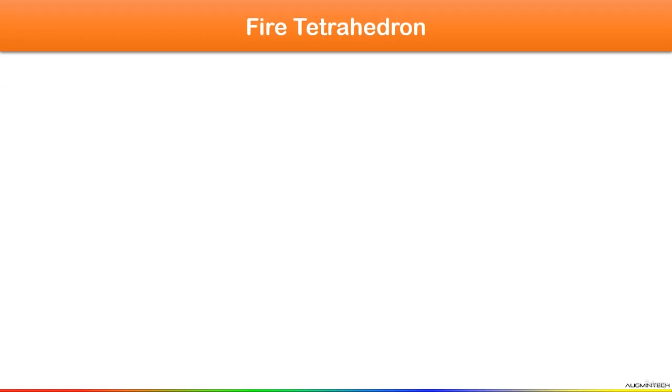Now we are going to discuss a very interesting topic, the fire tetrahedron. Here you get one term, tetrahedron. A tetrahedron, also known as a triangular pyramid, has four triangular faces, six straight edges and four vertex corners. That is why this is called a tetrahedron.